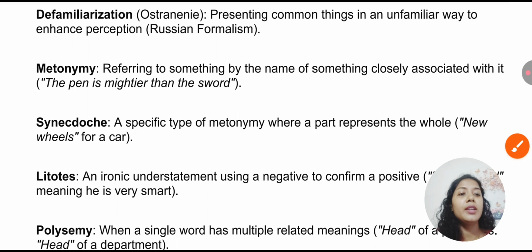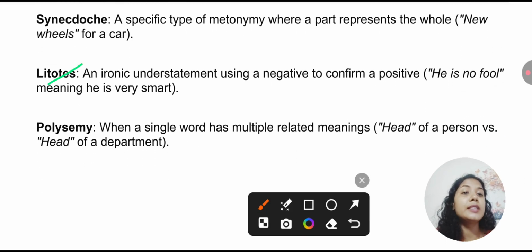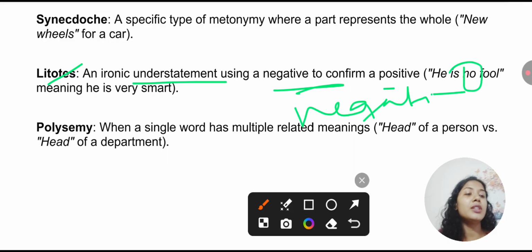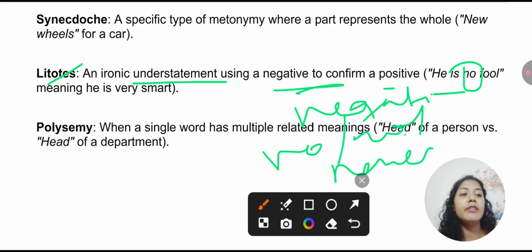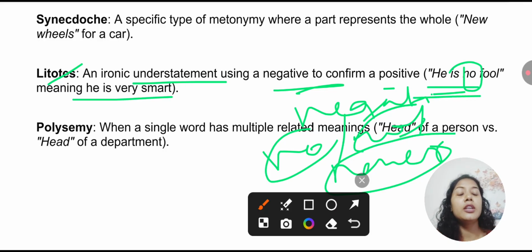Synecdoche is also there. Litotes is one of the very important ones, an ironic understatement. Ironic understatement uses a negative to confirm a positive. "He is no fool." Here you have used negation, that means negative words: no, not, never. These are called negations or negative terms. So you have used the negative words first, that define that he is very smart, he is not a fool, he is not silly.